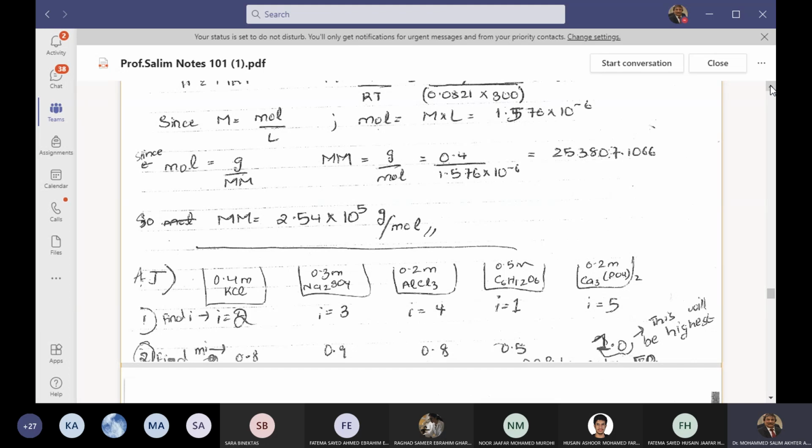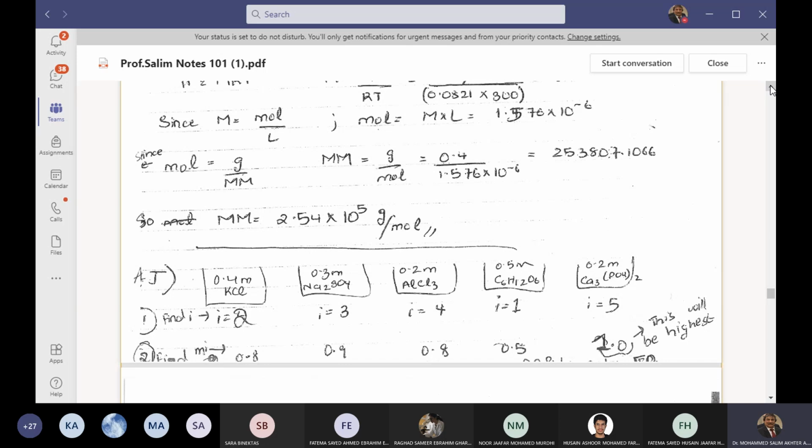Why am I using i? Because it is an electrolyte. How do I know i equals 4? Look at the last line of the question: MCl3. How many M will I get? 1. How many Cl will I get? 3. Total i will be 4.